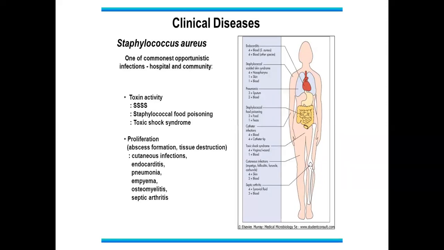Staphylococcus aureus can cause inflammation in any tissue. It's able to infect any tissue. That's why we have a lot of nosological forms of staphylococcal infection. Staphylococcus aureus is one of the commonest opportunistic infections, hospital and community.